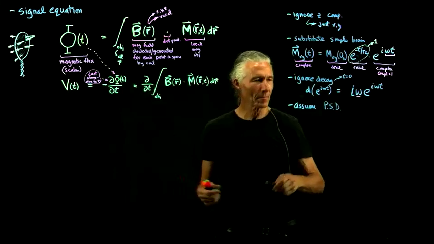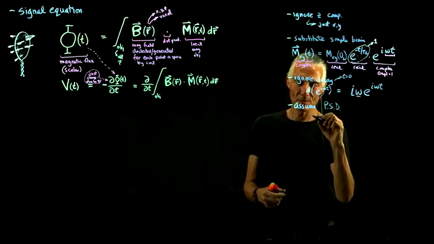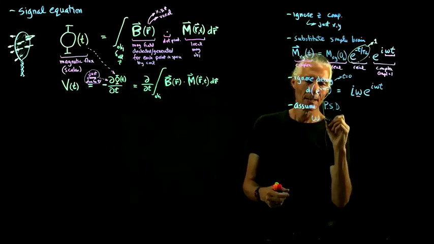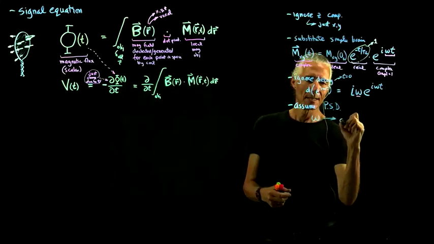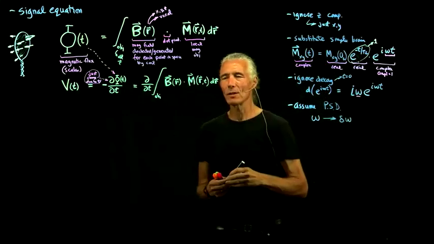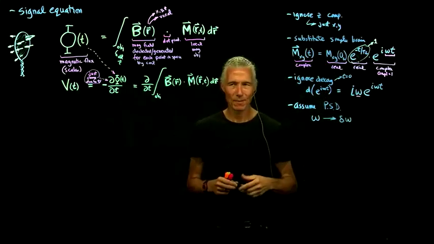So how do we assume phase-sensitive detection? We assume that we're not detecting the actual frequency. We're just detecting the change in frequency, the offset, the frequency offset from the center frequency, kind of like a chemist would.